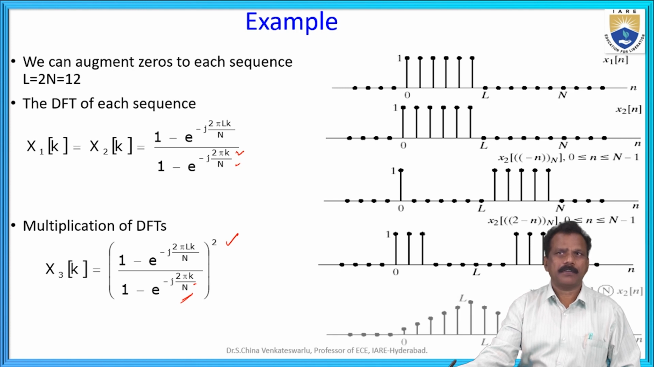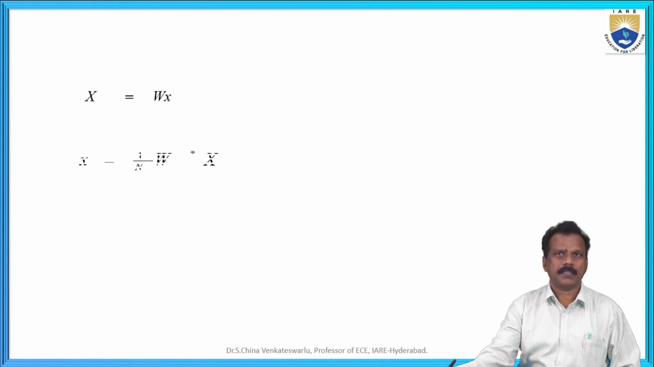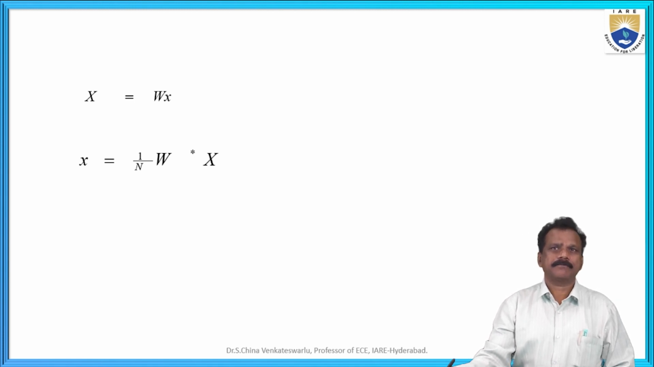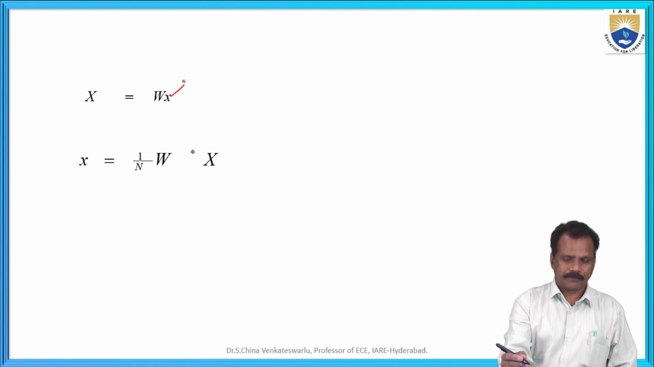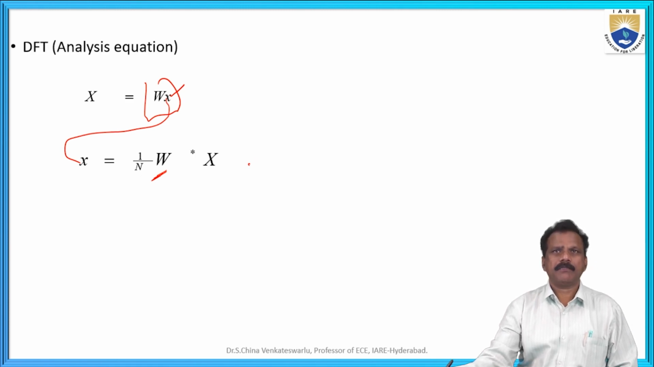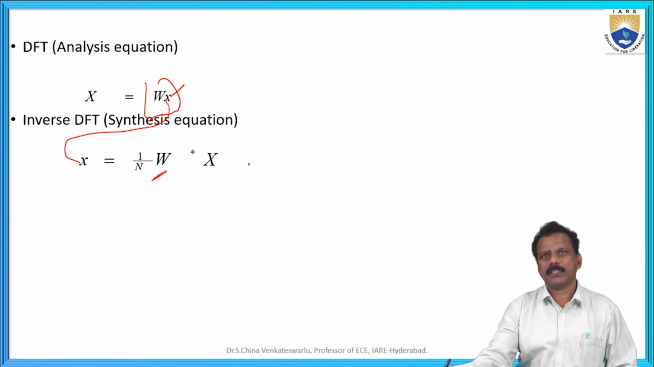Finally, we know that capital X equal to w x, where small x is equal to 1 by N, the weighting function w into X. With this, the DFT analysis equation is X of k equal to w x, and the inverse DFT synthesis equation is x equal to 1 by N w into X.